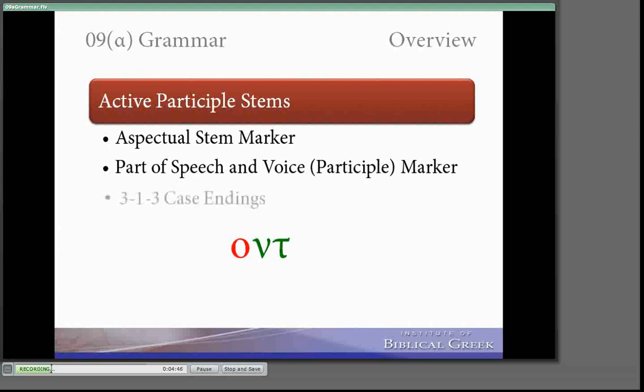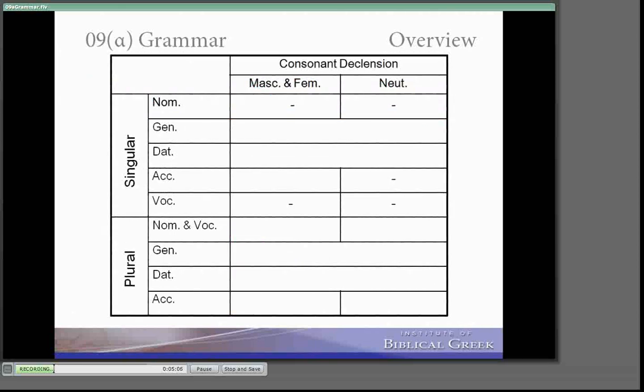For the active forms, instead of using a 2-1-2 case ending pattern, we will use a 3-1-3 case ending pattern. So the masculine and the neuter forms will use third declension, and the feminine will use the first declension. Here's a review of the third declension forms. Our nominative masculine and feminine form is s, and nothing for the neuter at all. The genitive form is os for all genders. The dative has an iota. In fact, it is only an iota. The accusative in the masculine forms is either alpha or nu. The neuter is nothing to match the nominative. Neuter nominatives are always the same as their accusatives. And the vocative is the same as the nominative.